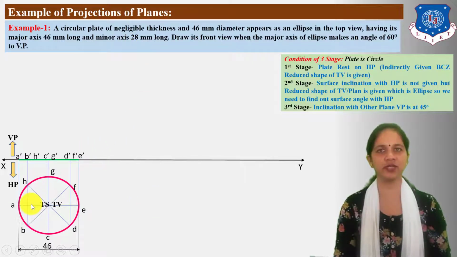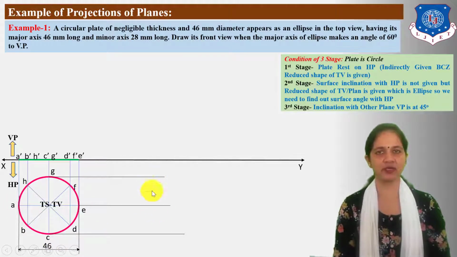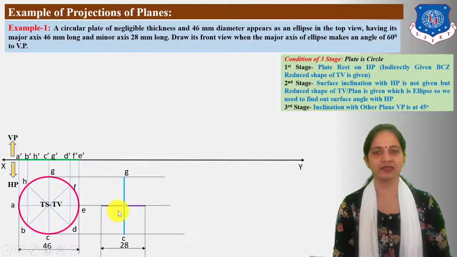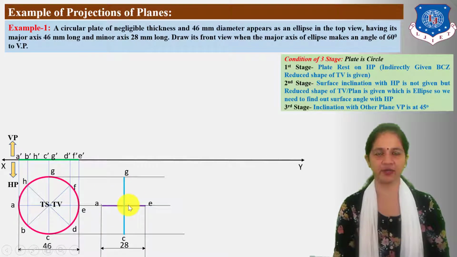So first draw horizontal projection lines from A, C, E and G points. First locate the major axis CG. The length of the major axis CG is equal to the diameter of the circle, 46 mm. Now on the AE projection line, locate the minor axis AE. The length of the minor axis AE is equal to 28 mm; mark A and E points. Now here we cannot locate the remaining points H, F, B, D in the second stage reduced shape.